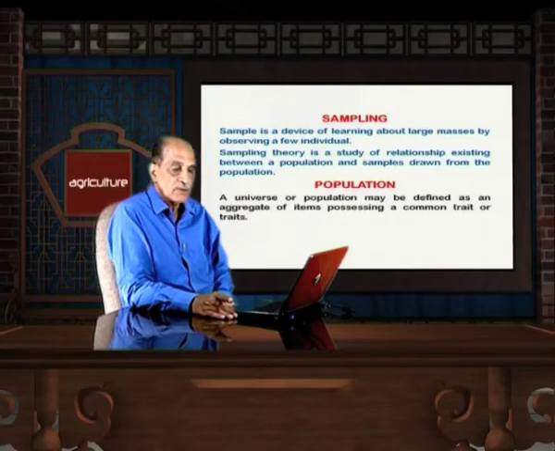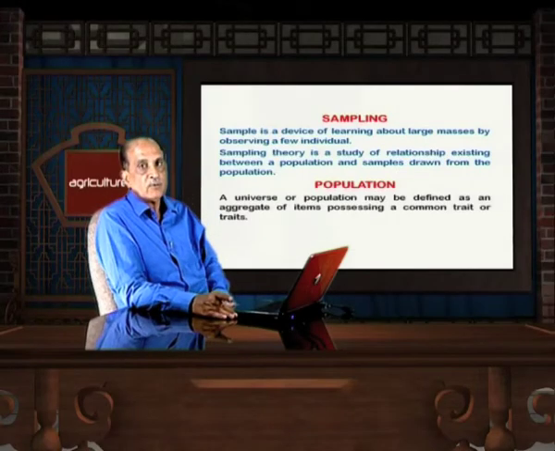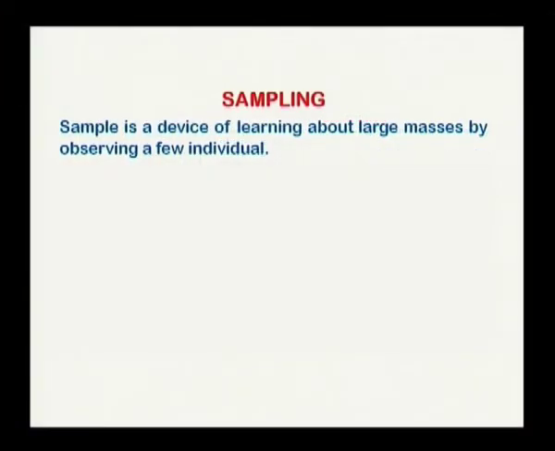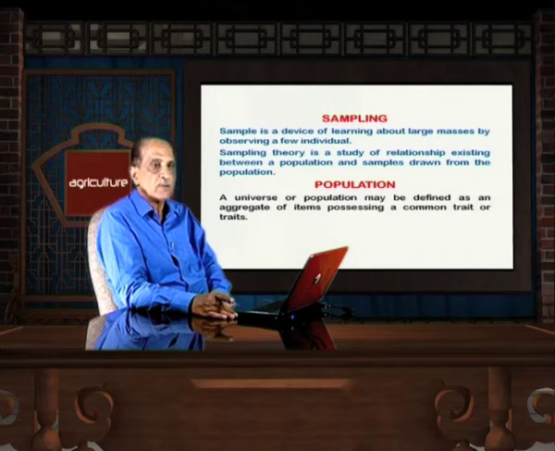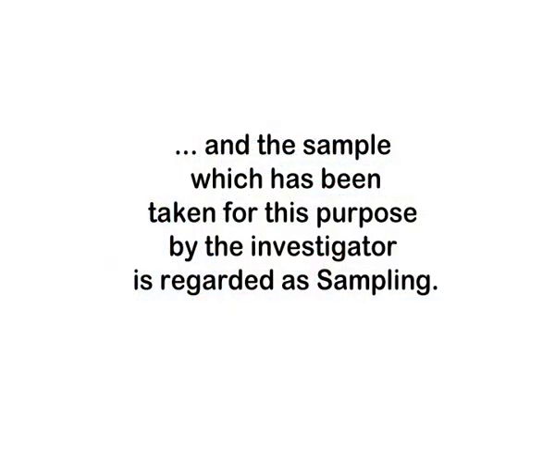So, dear friends, we have discussed the 2 different theorems which are used for calculating probability. Now, we discuss the sampling. Sample is a device of learning about large masses by observing a few individuals. Whenever we have to learn about the masses, then it is not possible to study individually, then we have to take up some samples out of the masses, and the sample which has been taken for this purpose by the investigator is regarded as sampling.